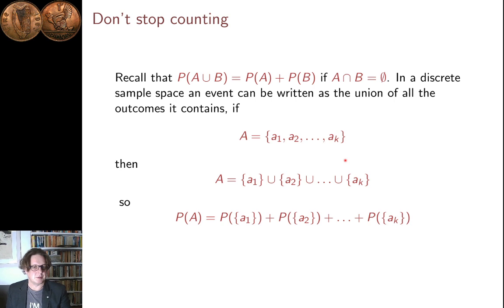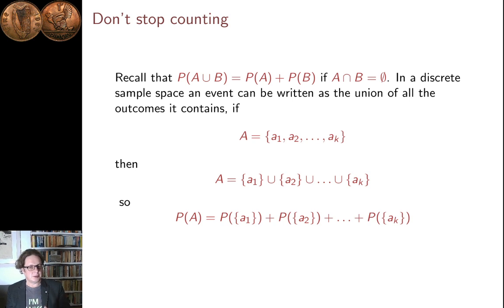And one of those properties was the probability of the union of two sets, where the sets are non-overlapping. In other words, where the two sets have an empty set as their intersection. The probability of the union of the two sets in that case will be equal to the probability of one set plus the probability of the other.